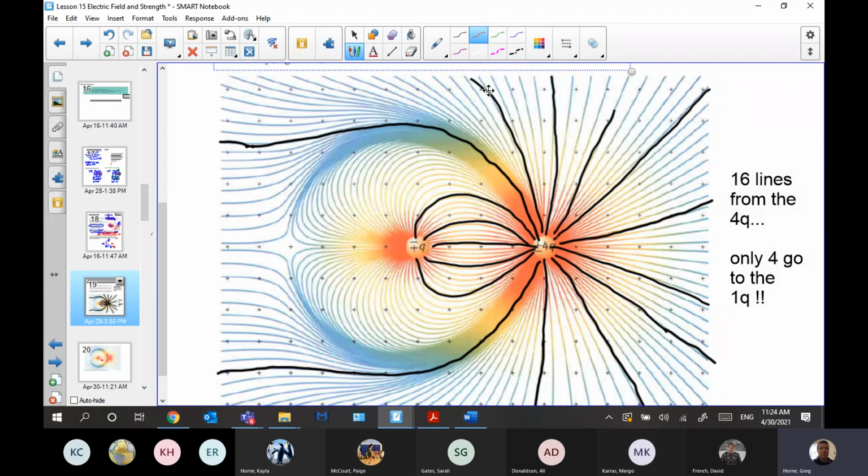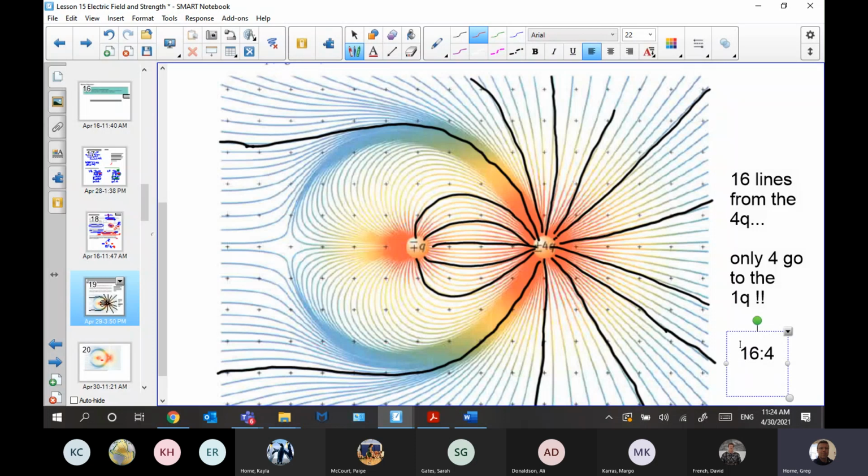So notice this one goes off to infinity. This one goes off to infinity. All of these go off to infinity, right? It's not until we get in this small angle portion here where we get one that actually goes and terminates here and actually goes and terminates there. So you picture out of the 16, only 4 are going to the 1Q. And so these are in a 4-to-1 ratio, like 16 to 4 is the same as 4-to-1, right?